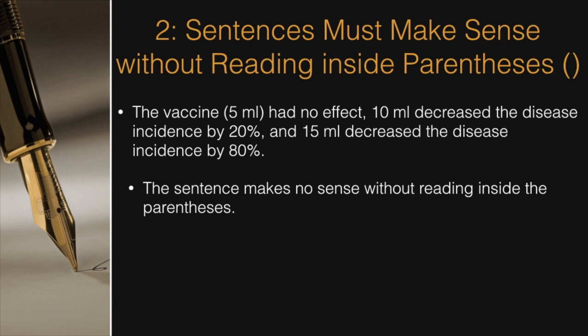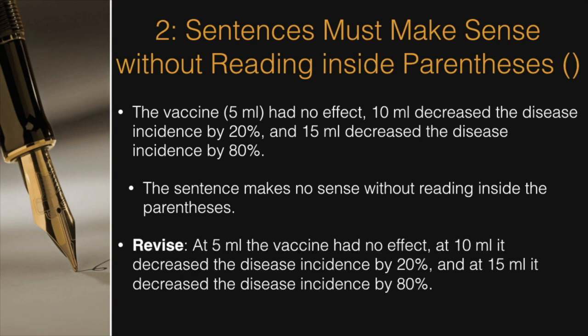So go ahead, pause the video, and revise this sentence. Here's my revision though. At 5 milliliters, the vaccine had no effect. At 10 milliliters, it decreased the disease incidence by 20%. And at 15 milliliters, it decreased the disease incidence by 80%. Notice the use of parallel forms in this sentence and how that makes it simpler to read.